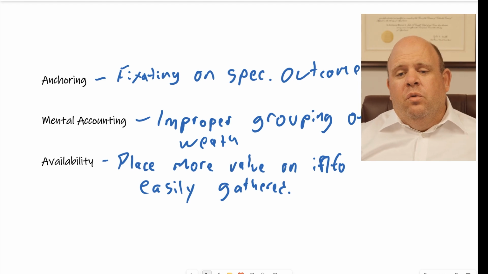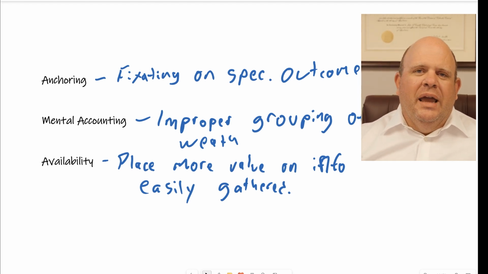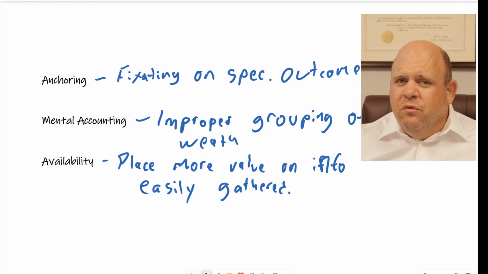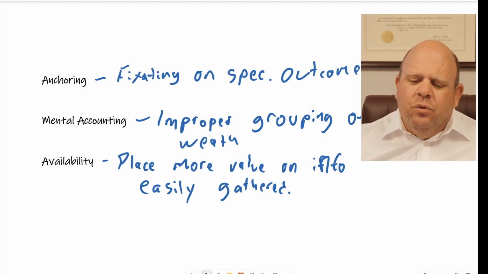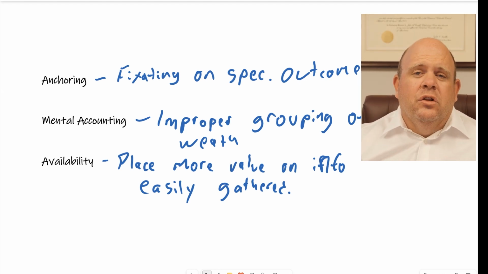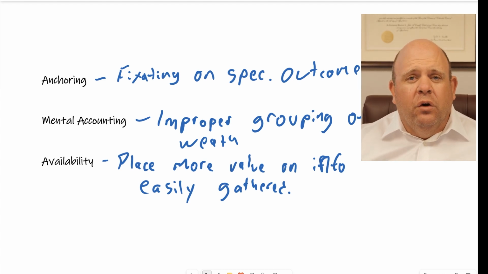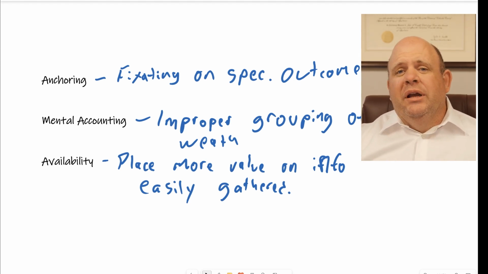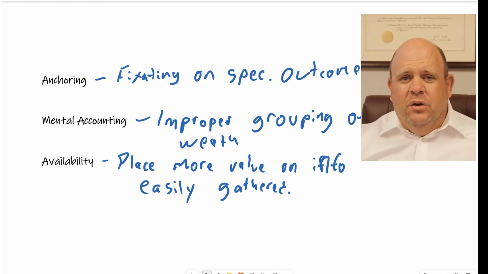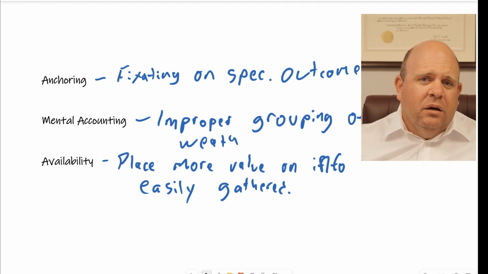So this is where we place more value on something that's easily gathered. Where this may come from is a bias where we start seeing a heavy amount of advertising. For example, you see a lot of advertising for this product. It's the same product. You see it over and over again. Now, if you're putting a syndication together or a fund together, maybe you've seen ads and you see the same people over and over again, right?